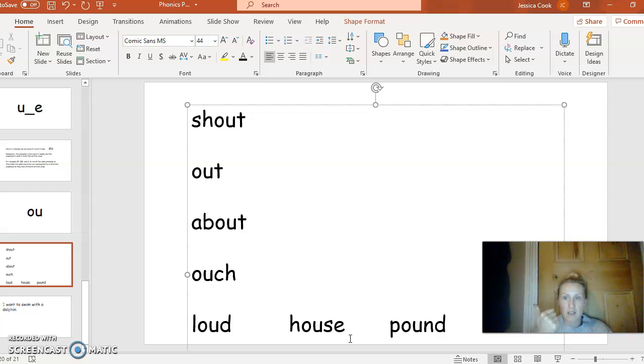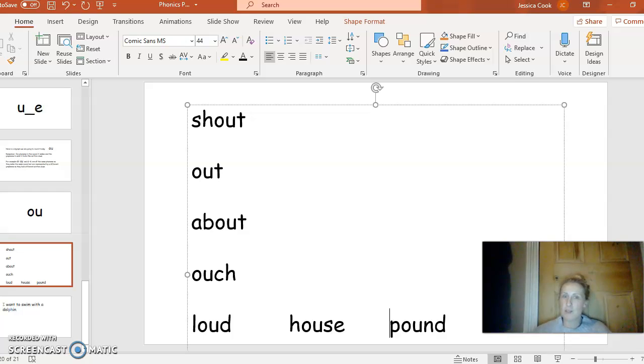So we need a capital letter at the start of our sentence. We need finger spaces and we need a full stop. You could challenge yourself and try, right, with how many words we've got here? We've got 1, 2, 3, 4, 5, 6, 7. Maybe you could write 7 different sentences. That would be amazing, wouldn't it?